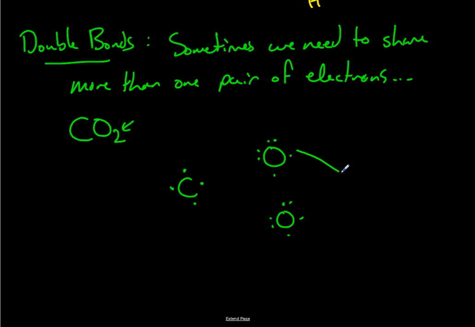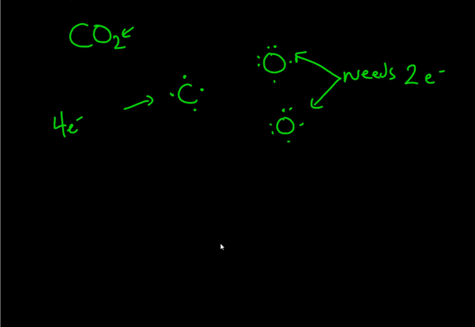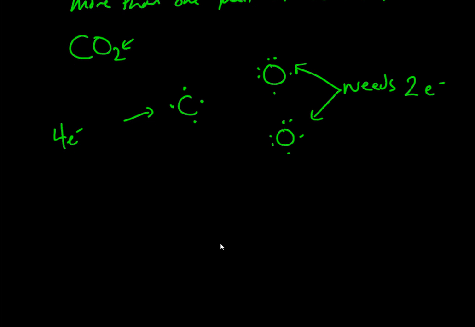So if we look, each of these needs to add 2 electrons to its outer shell. And carbon needs to add 4 electrons to its outer shell. Okay? So at first that might seem totally impossible. Like, how can that ever be? Right?